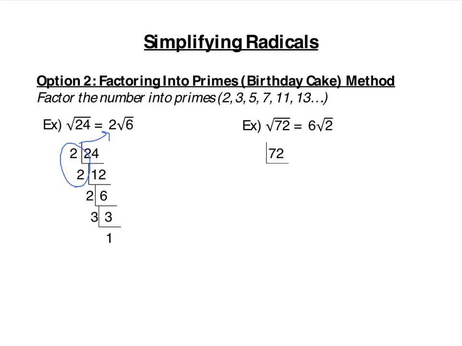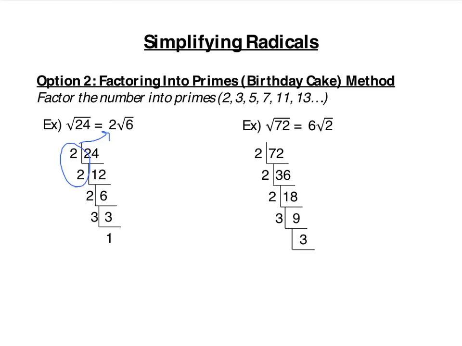So I'm going to draw my 72 with my upside down division sign. The smallest prime that goes into 72 is 2, so 72 divided by 2 is 36. And the smallest prime that goes into 36 is 2, so 36 divided by 2 is 18. And then the smallest prime that goes into 18 is 2. 18 divided by 2 is 9, and the smallest prime that goes into 9 is 3.